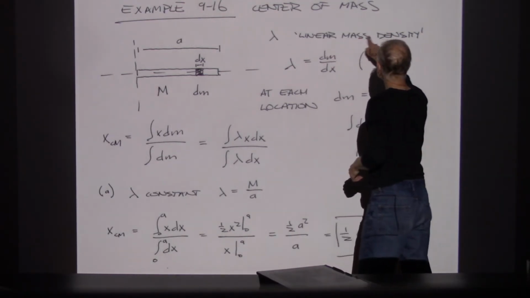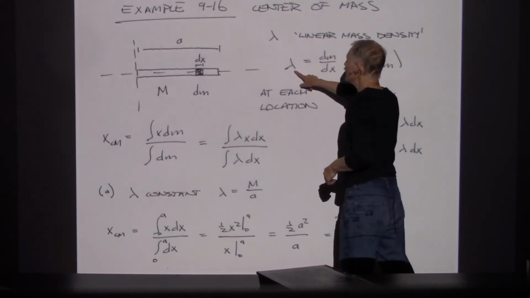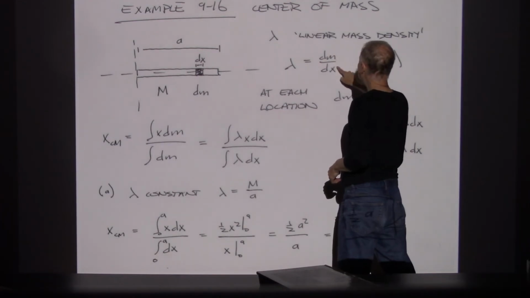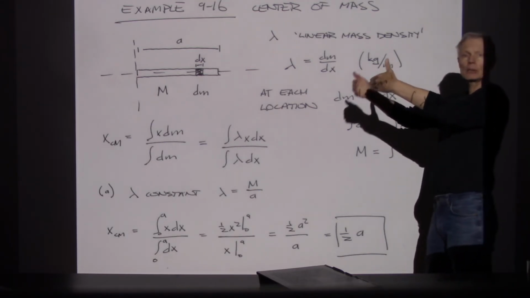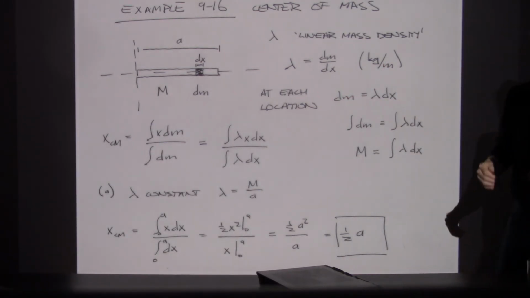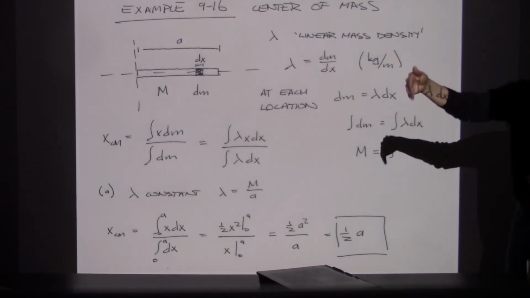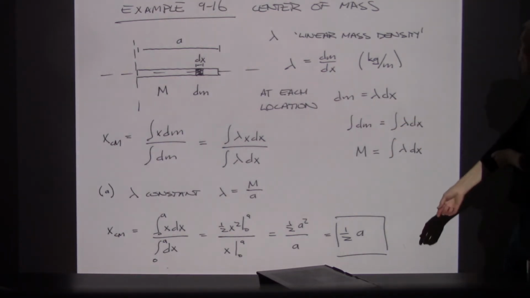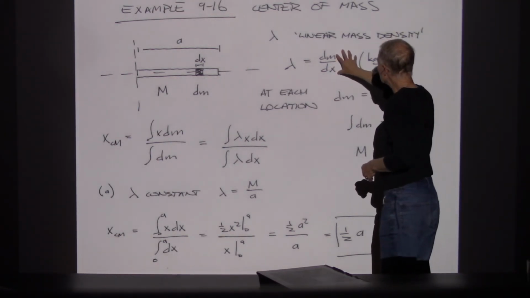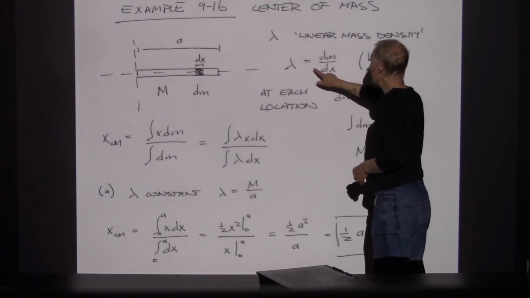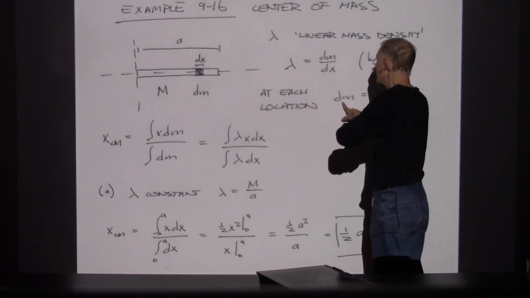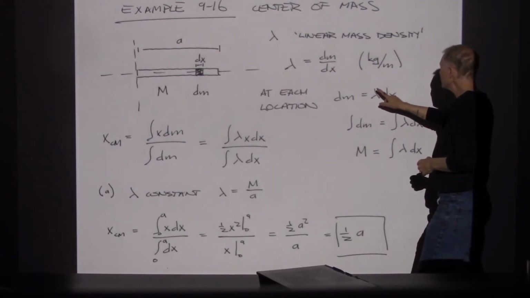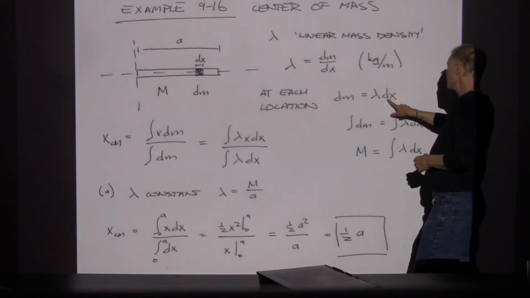Now how are we going to define the linear mass density? The linear mass density, lambda, can be written as dm/dx. How many kilograms per meter at each location? So there's a value for the density at each location along the length. This allows me to write dm as lambda times dx. How much mass is there in each little section? It depends on the density times how large the little section is.